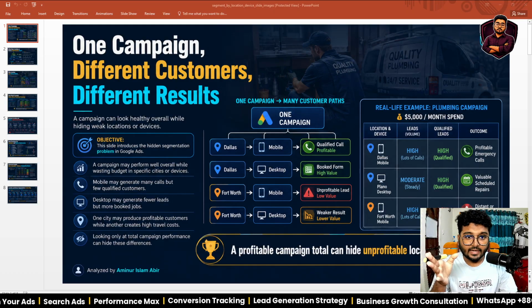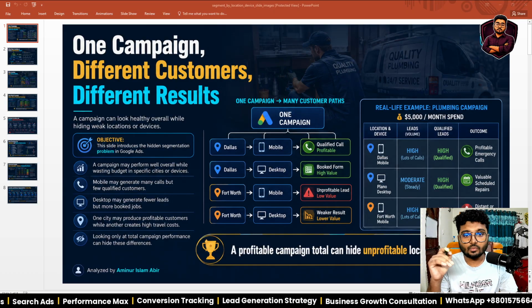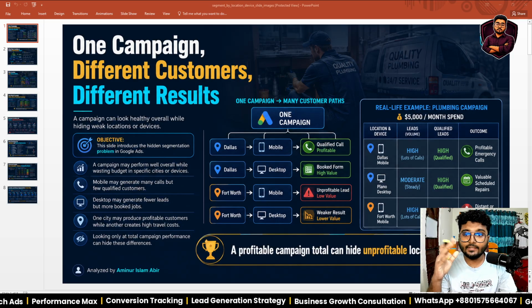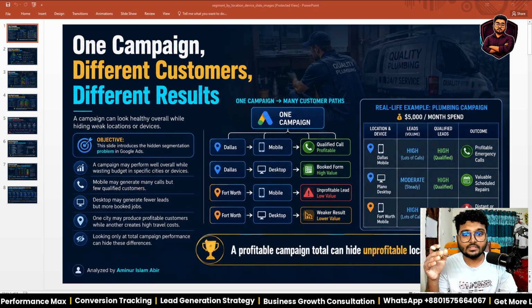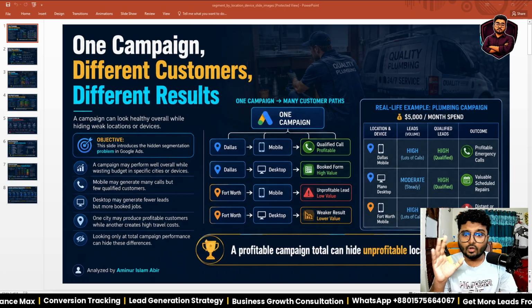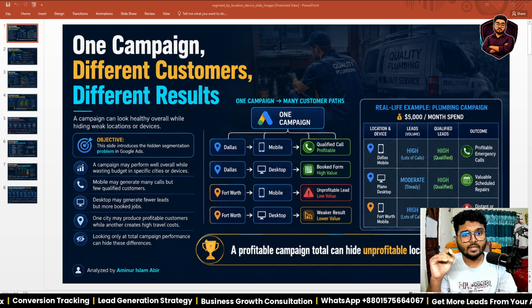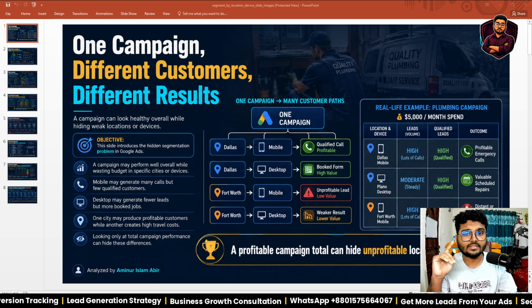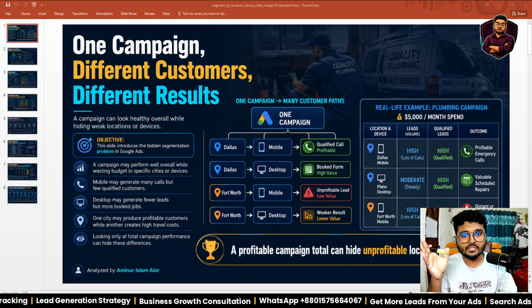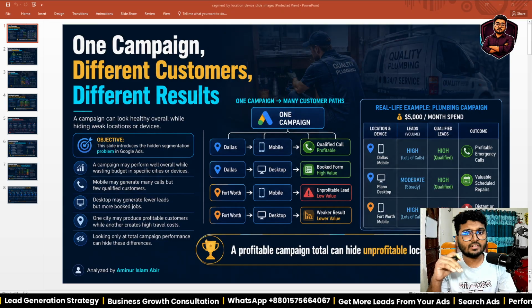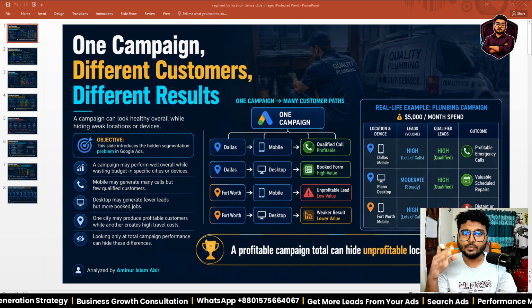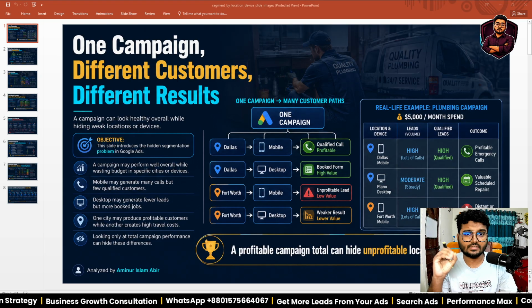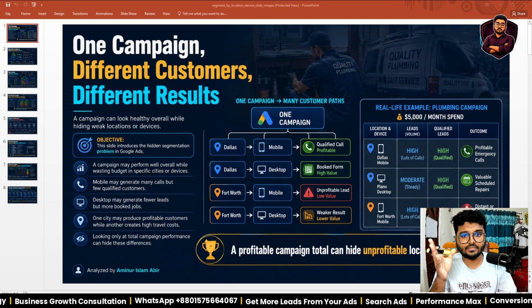So this is my slide 1. Here I describe one campaign, different customers and different results. Let's start with a common reporting problem. A local business reviews the total campaign performance and everything appears acceptable. The average CPC looks reasonable. The campaign is generating calls, forms and booked jobs, but the combined result may be hiding serious differences.